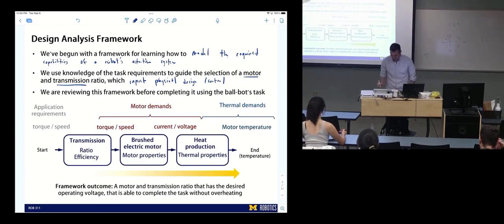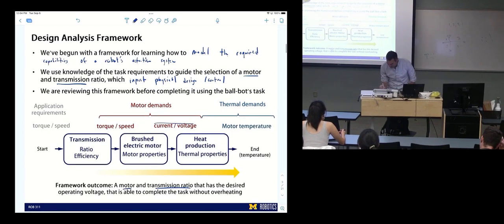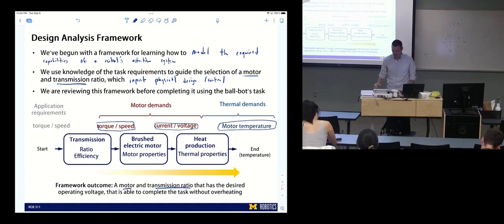And then we're talking about this framework. At the end, I think you guys get this now, we're getting a motor transmission ratio, which we assess based on current and voltage, the required torque speed, and the temperature increase of the windings. And if all of that checks out, then it's a feasible solution.